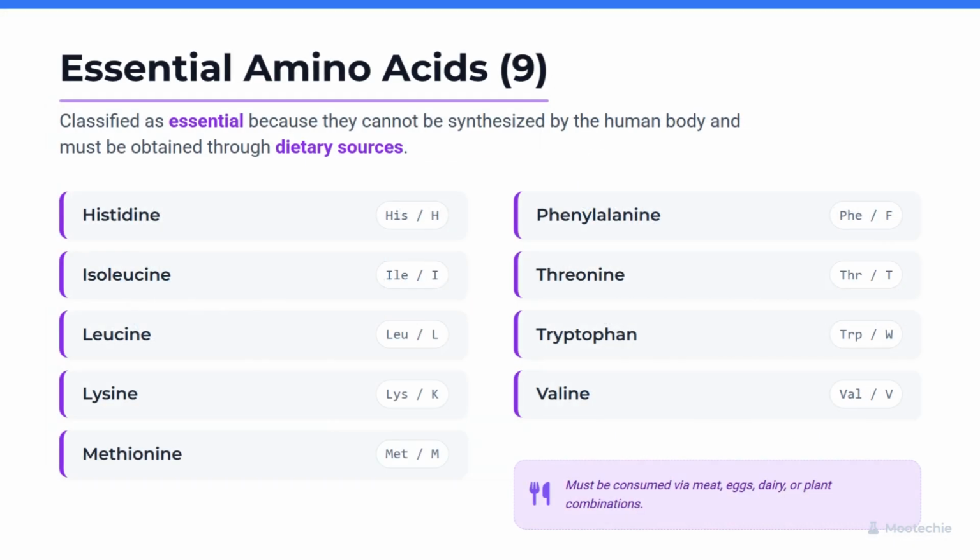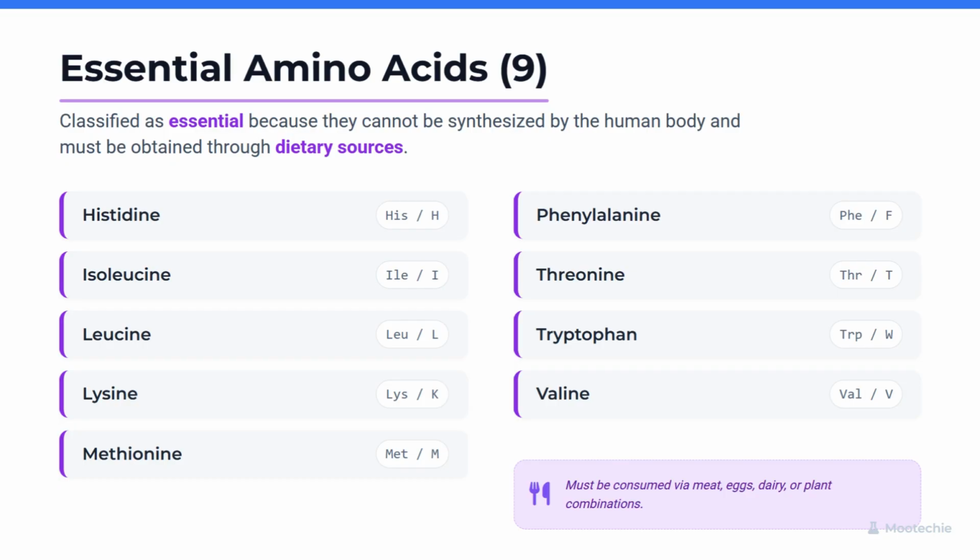Following this, let's talk about essential amino acids. There are 9 of them classified as essential because they cannot be synthesized by the human body and must be obtained through dietary sources. The list includes histidine, abbreviated HIS or H, isoleucine, ILE or I, leucine, LEU or L, lysine, LYS or K, and methionine, MET or M. The list continues with phenylalanine, PHE or F, threonine, THR or T, tryptophan, TRP or W, and valine, VAL or V. These must be consumed via foods like meats, eggs, dairy, or specific plant combinations.